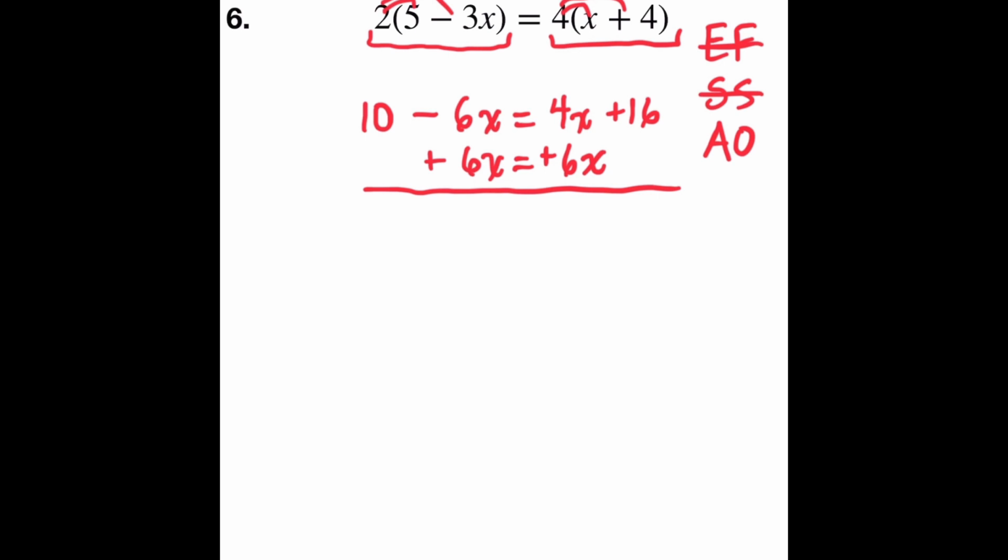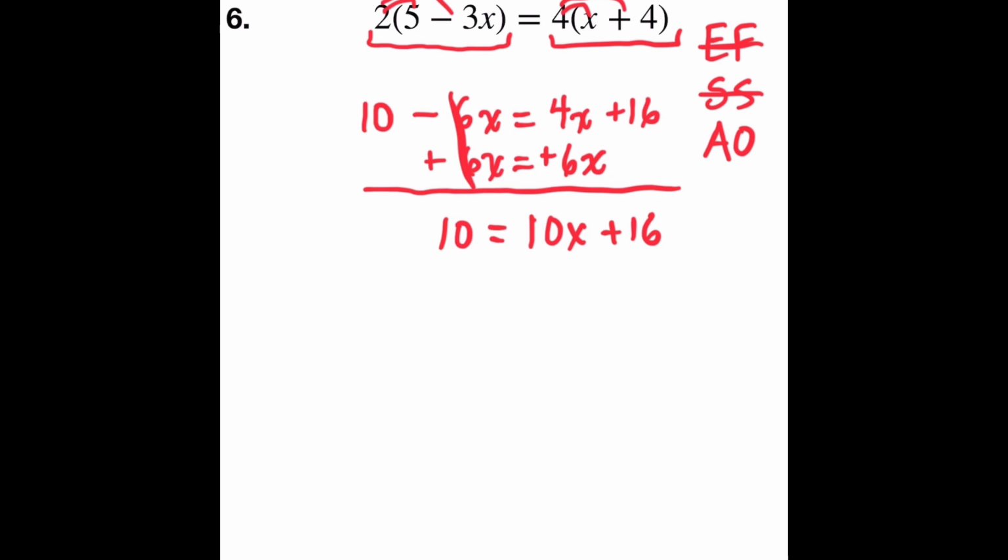Negative 6x plus 6x is 0. 0 plus 10 is 10. So my numbers will be on the left side. 4x plus 6x is 10x plus 16. My variables will be on the right.